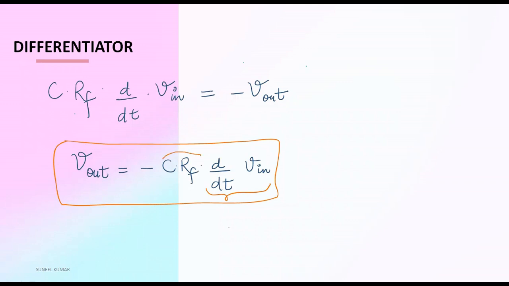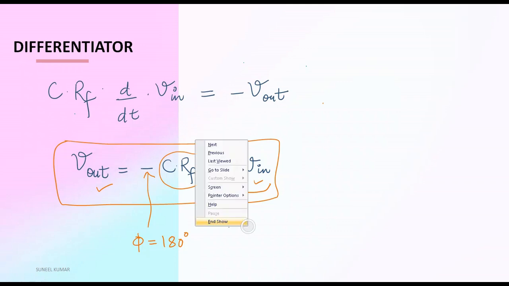And what is this value? This value is a constant, because the multiplication of C and R provides a numeric value. The negative sign shows that there is a phase shift of 180 degrees between output and input. That's why we get the minus sign, and we know that whenever we apply any input at the inverting terminal, there will always be a phase shift of 180 degrees between input and output. That means we get the output in negative.